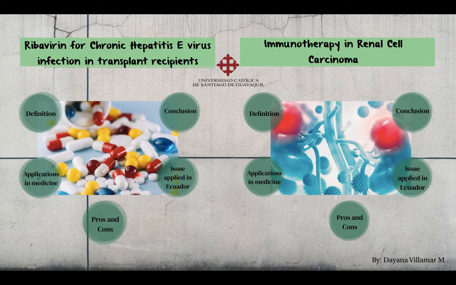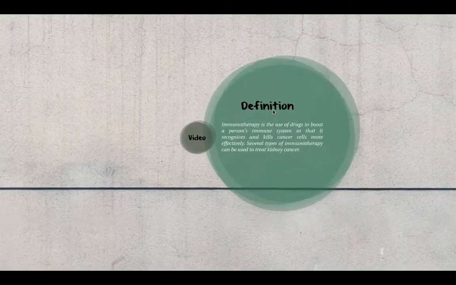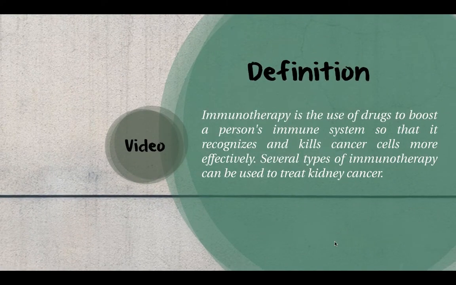The second topic is immunotherapy in renal cell carcinoma, and definition. Immunotherapy is the use of drugs to boost a person's immune system so that it recognizes and kills cancer cells. Several types of immunotherapy can be used to treat kidney cancer.